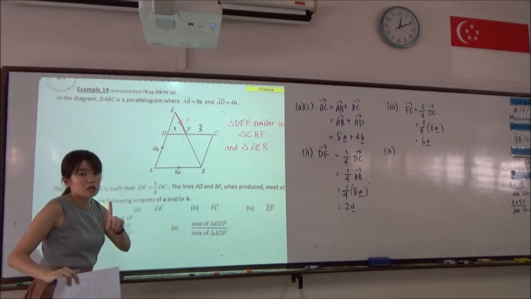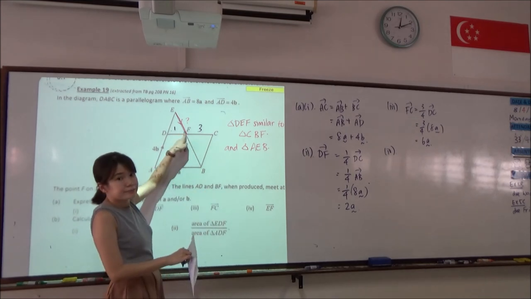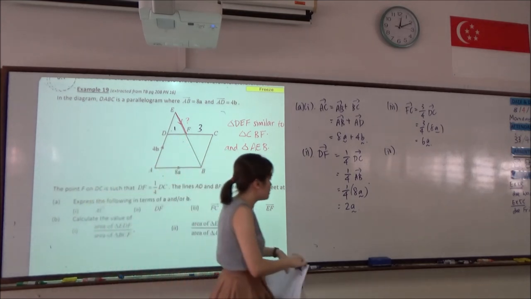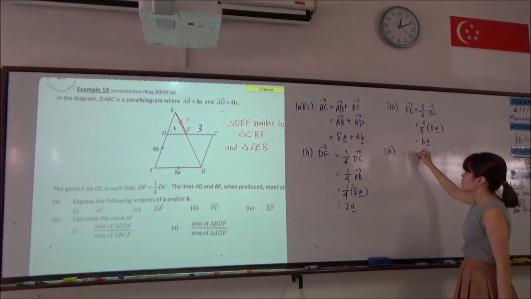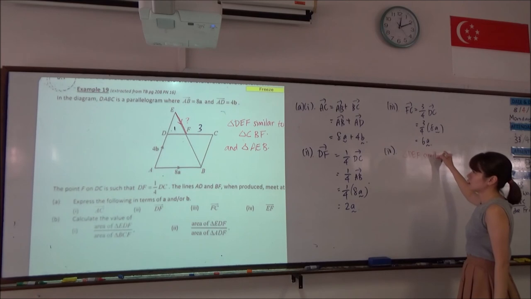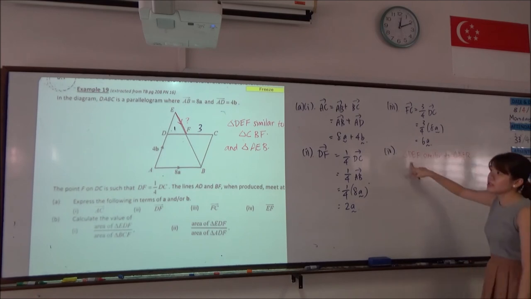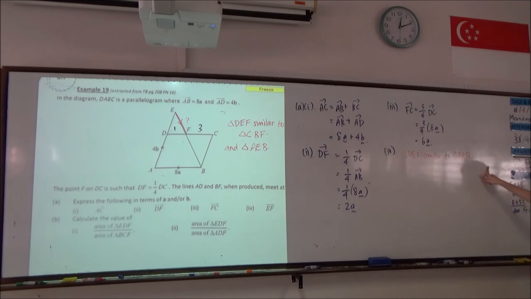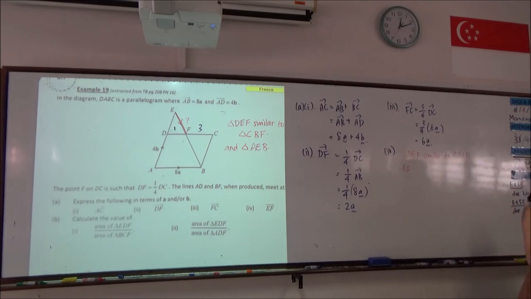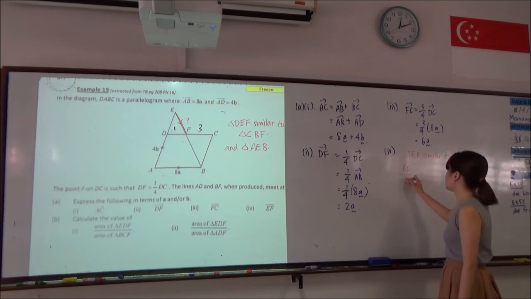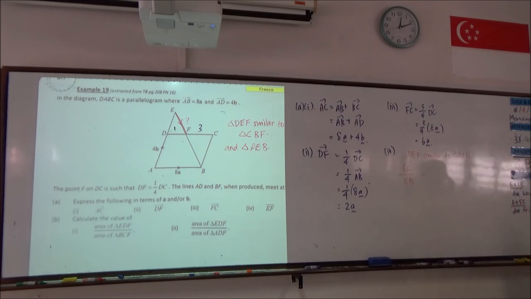Okay, in case you're lost, we are trying to find out what is EF. For those that can't seem to follow, if you want to use these two triangles to be similar, we want to find out what is EF. We want to find a vector, but let's find the ratio of the magnitudes first. So EF will actually be over EB, correct?